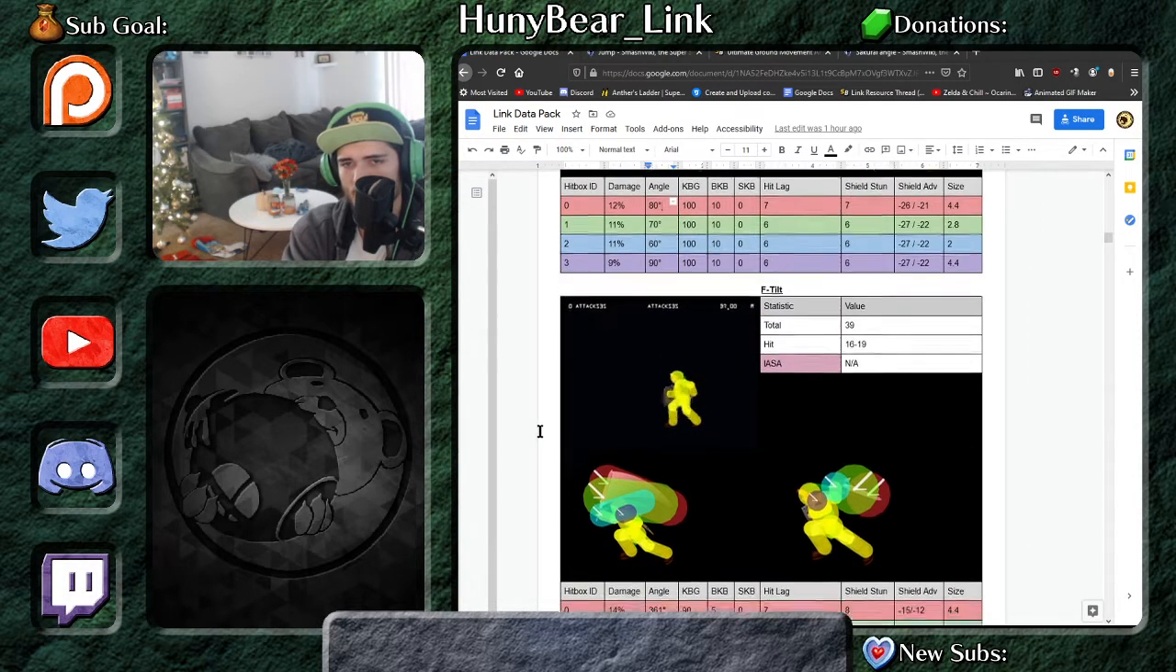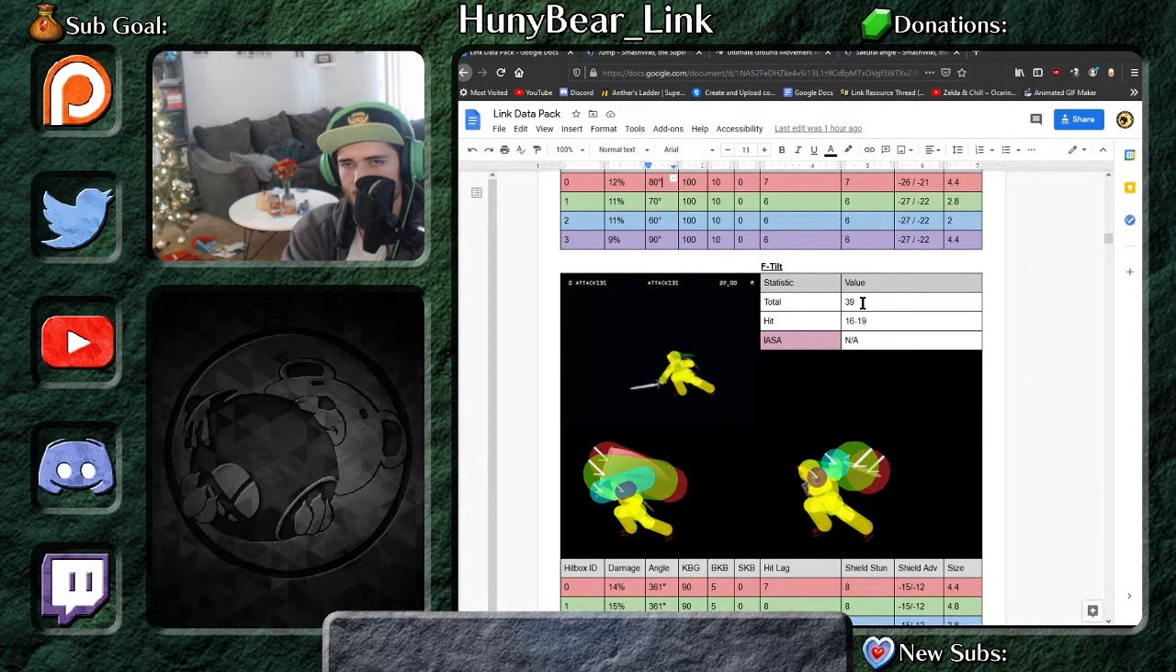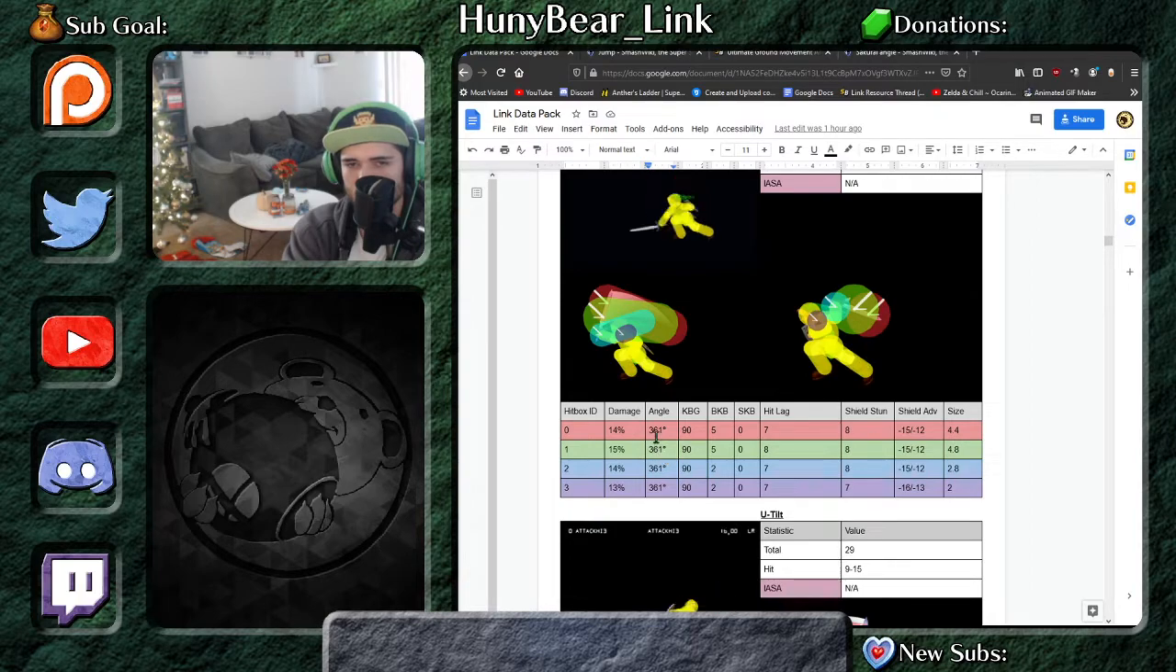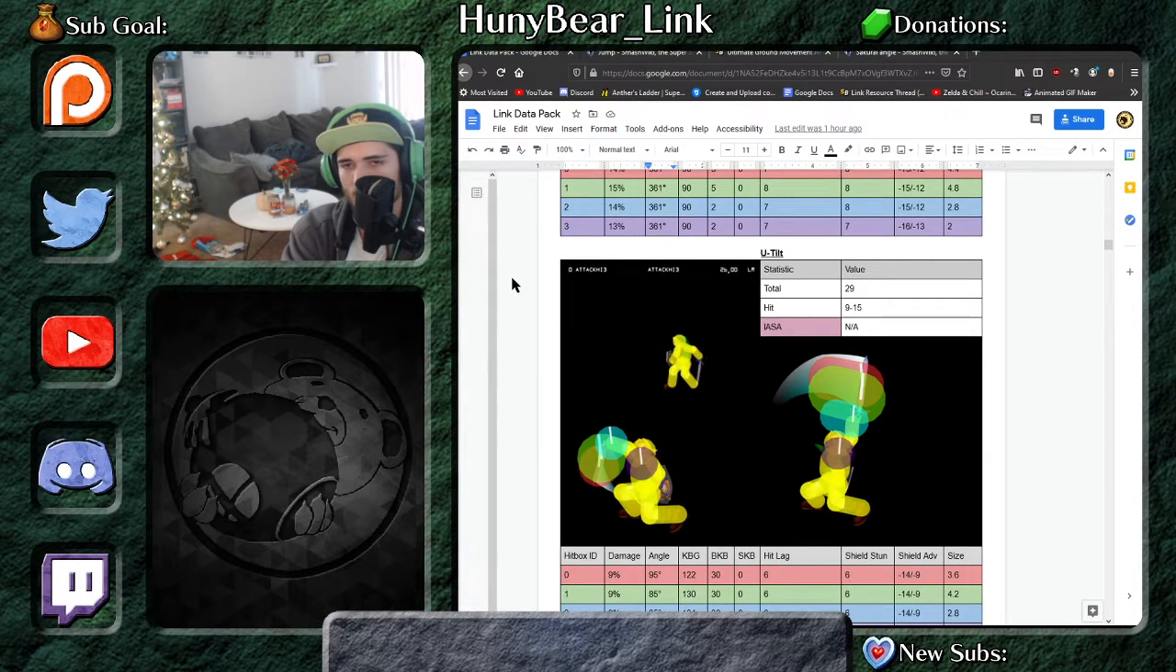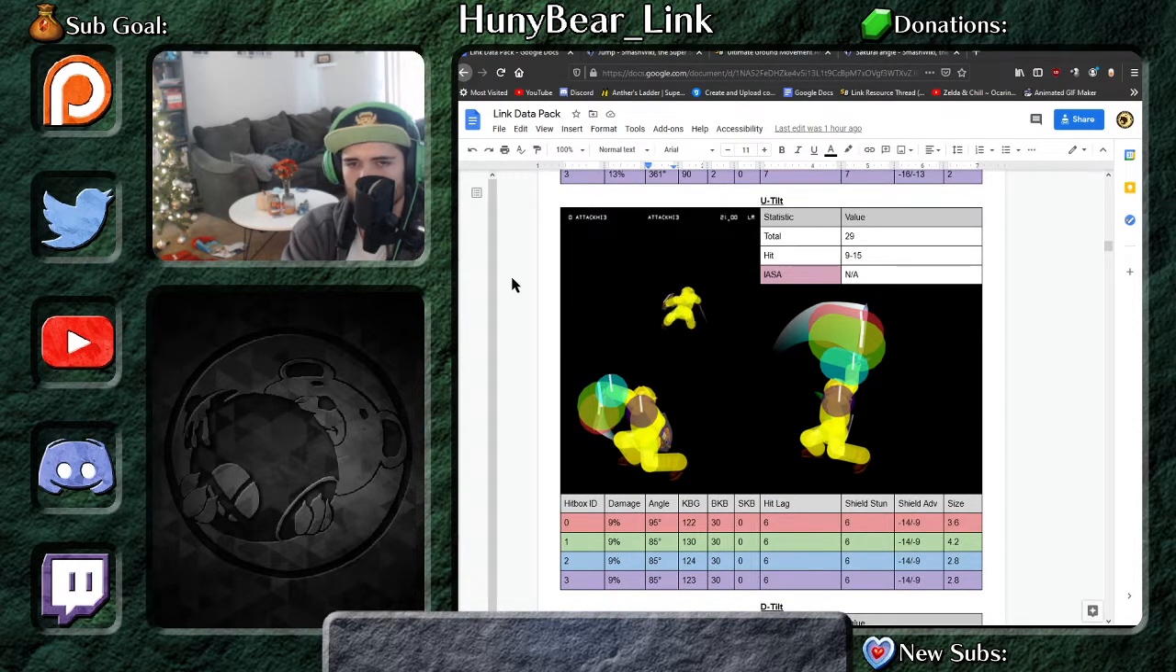F-tilt's pretty bad though. F-tilt in total takes 39 frames. It hits on frames 16 through 29 and it is not interruptible, making it kind of bad because it doesn't do all that much knockback. It has abysmal base knockback and it doesn't even do that much percent. So why would I ever throw this move out? It doesn't even cover that much either. It's bad.